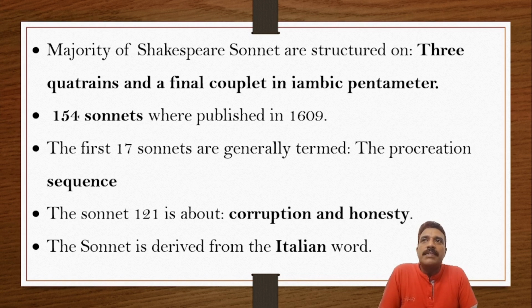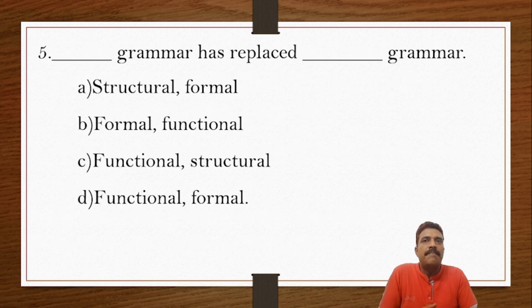Let's go through a few points about that. The majority of Shakespearean sonnets are structured on three quatrains and a final couplet in iambic pentameter. 154 sonnets were published in 1609. The first 17 sonnets are generally termed the procreation sequence. Sonnet 121 is about corruption and honesty, and the word sonnet is derived from an Italian word. Okay, it's an Italian word, sonetto.